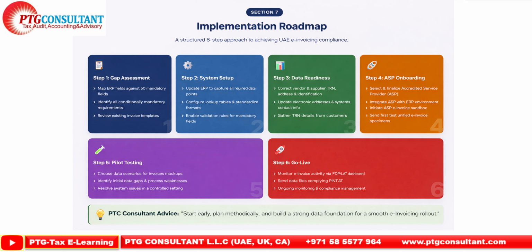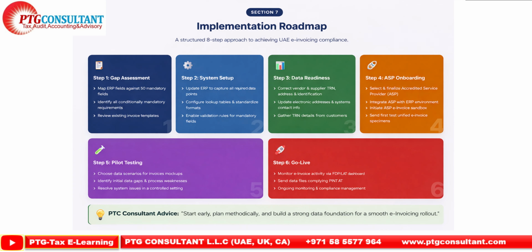Section 7. Implementation Roadmap. 6 steps. Step 1 is the gap assessment. Map your ERP fields against the 50 mandatory fields. Identify missing and conditional requirements, and review your existing invoice templates.